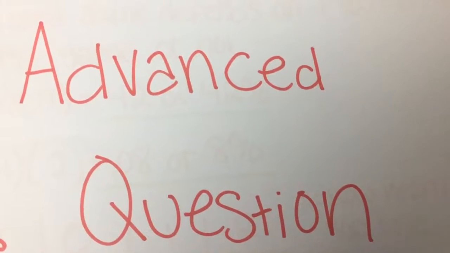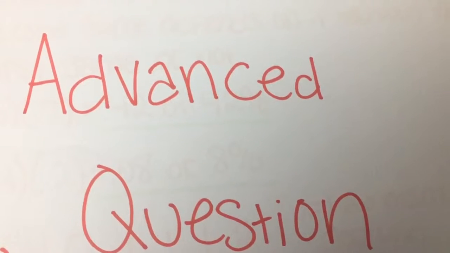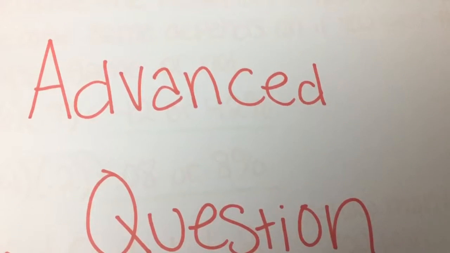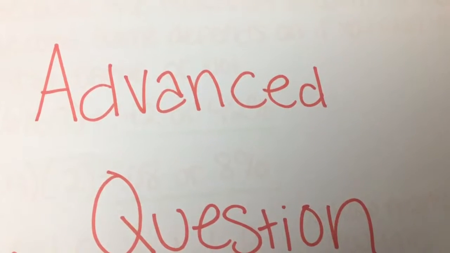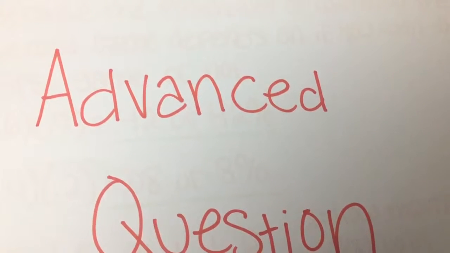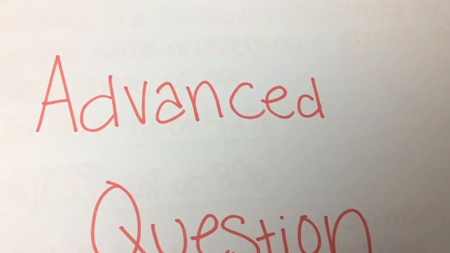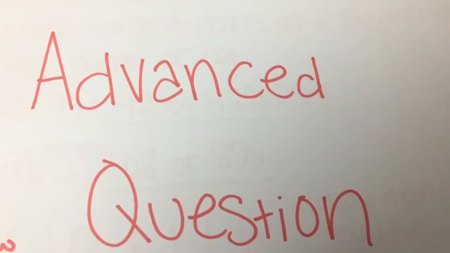The advanced question is a probability question. So it asks, you play 2 games against the same opponent. The probability that you win the first game is 0.4. If you win the first game, the probability you will also win the second is 0.2. If you lose the first game, the probability that you will win the second is 0.3.